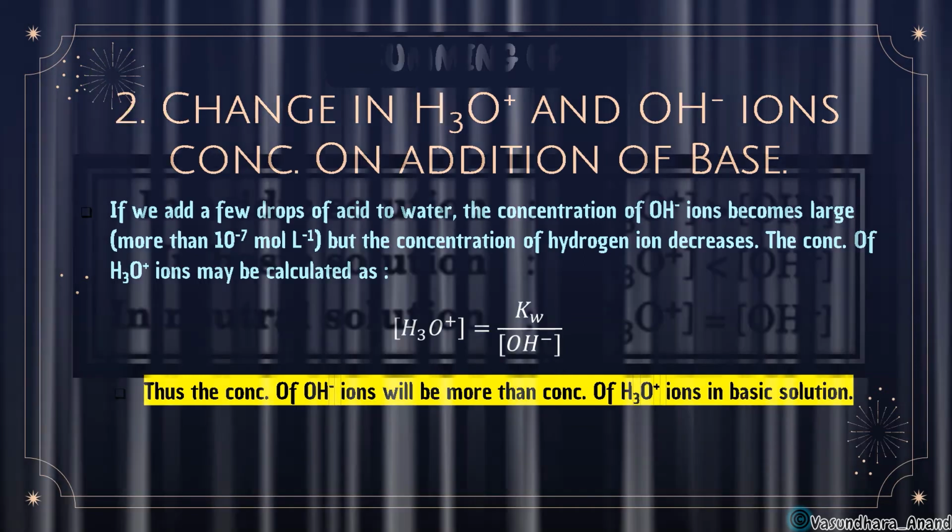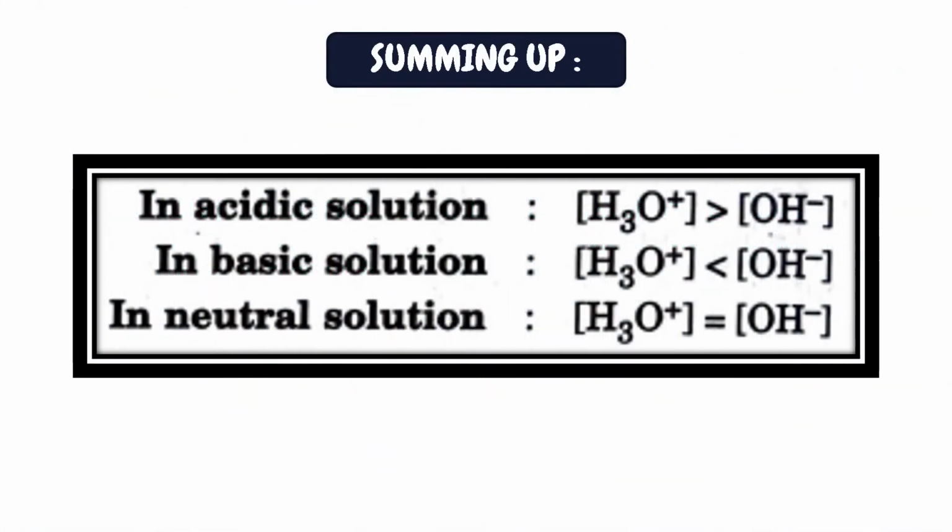Clear? Now, this we have done in class 10th. In acidic medium, H3O plus is greater than OH minus, while in basic medium, H3O plus is less than OH minus, and in neutral, both are equal.